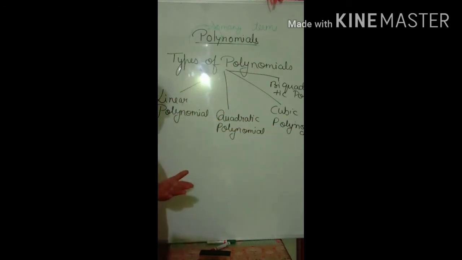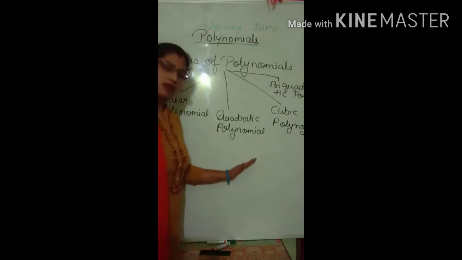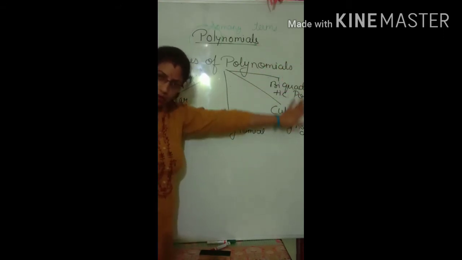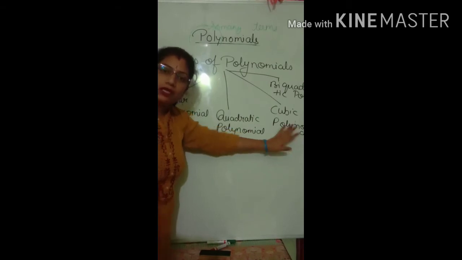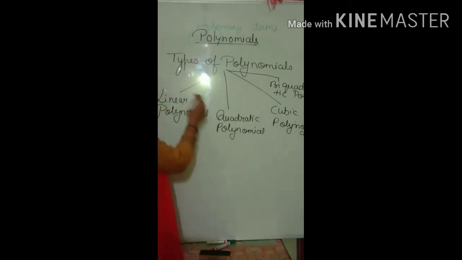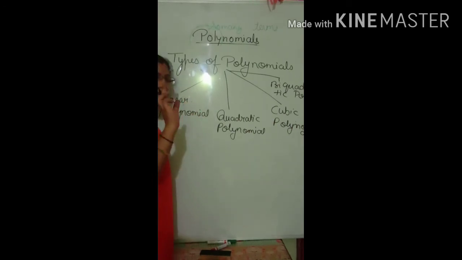If some polynomial is given to you, you have to find whether it is linear, whether it is quadratic, whether it is cubic. Biquadratic is not in your syllabus. Okay, so up to cubic only, and maximum quadratic. Linear polynomial is where x has the power 1, linear means 1.